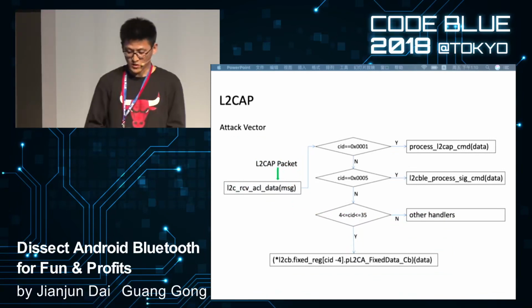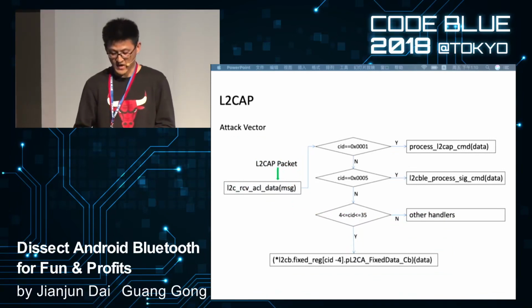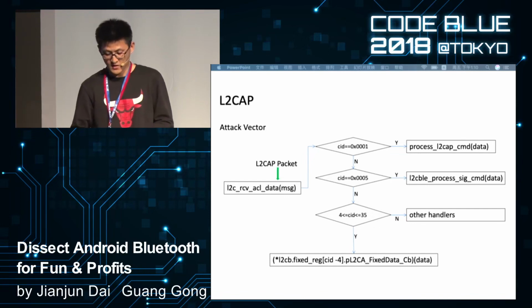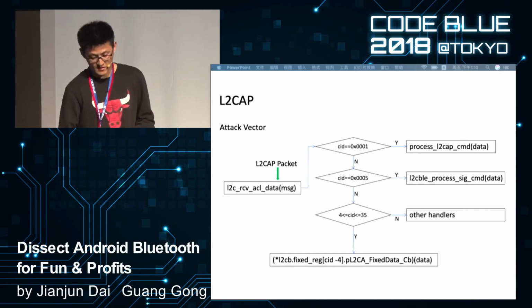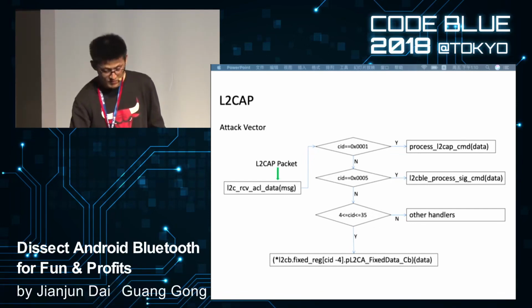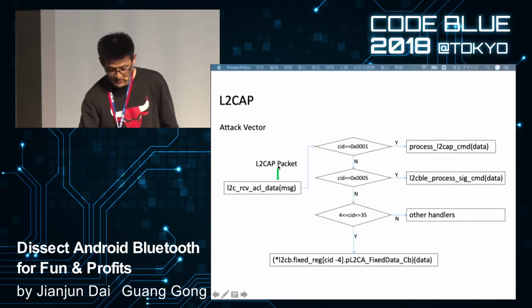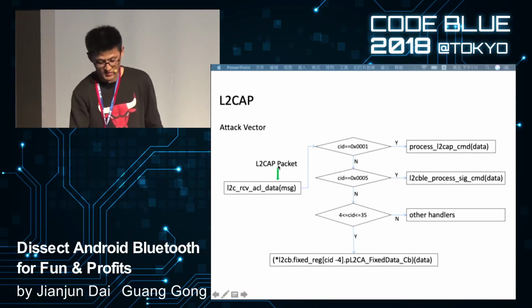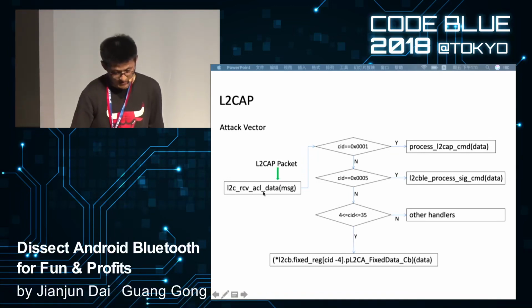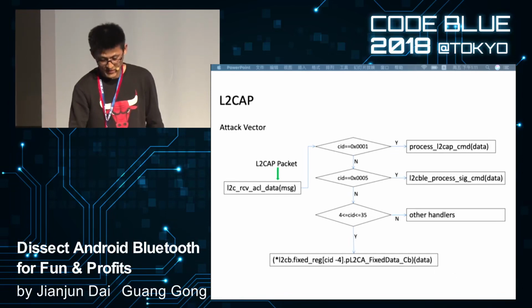The flowchart of the L2CAP attack surface is probably like this. When an L2CAP packet is received, it will be sent to the function L2C_RCV_ACL_DATA. Based on the CID, the payload will be passed into different handler functions.